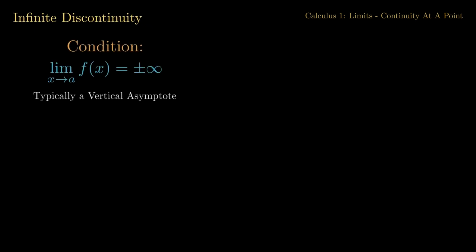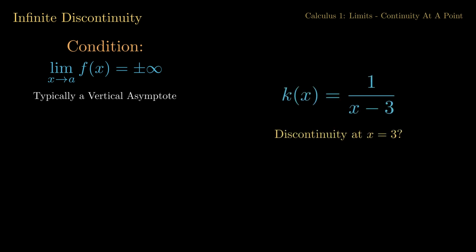Now we will talk about infinite discontinuity. This occurs when the limit approaches infinity at a point. Often this happens with vertical asymptotes. Analyze the function k of x equals 1 over x minus 3. Does this function show an infinite discontinuity at x equals 3?